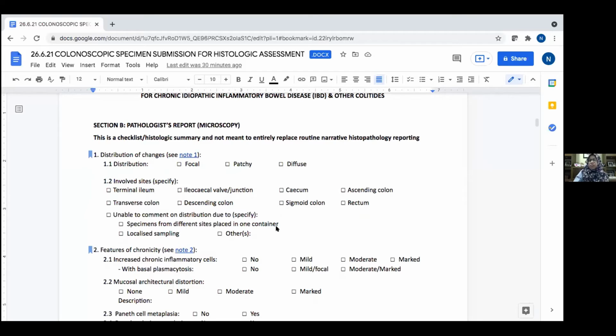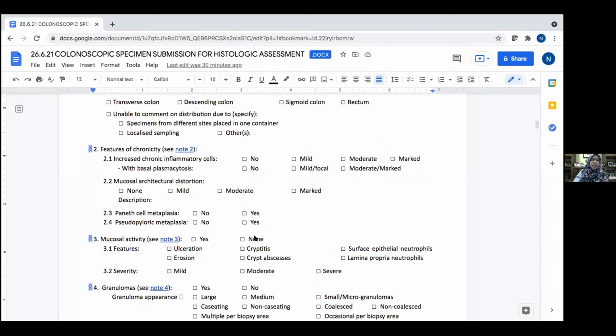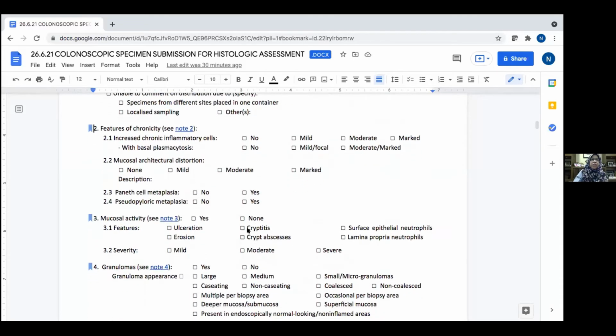And if you're not able to comment on the distribution, let them know why. Sometimes all the biopsies from all segments are put in one container, so there's no way of us telling the distribution pattern of the disease that's affecting the patient. Now, the second point is regarding the features of chronicity. Basically, when we say chronicity, we are referring to chronic inflammatory cells, mucosal architectural distortion, Paneth cell metaplasia, and pseudopyloric metaplasia.